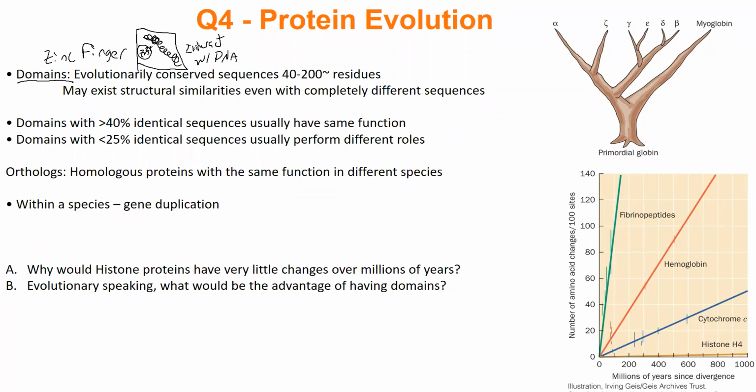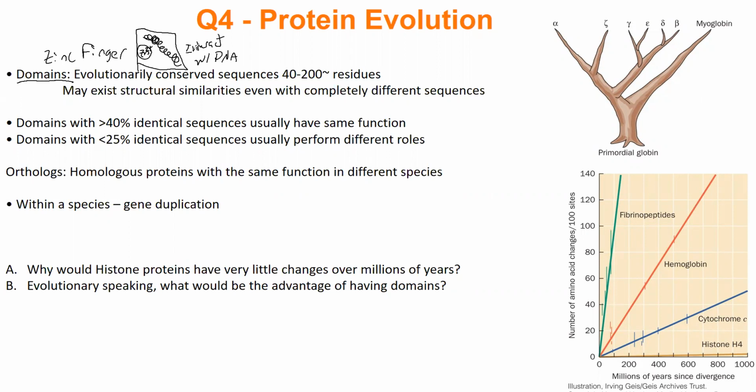Another vocab that we need to learn is an ortholog. An ortholog is a protein that has the same function in different species. So it's a homologous protein with the same function, but found in different species. If it's in the same species, that's usually due to a gene duplication.